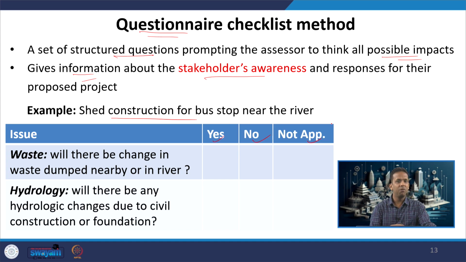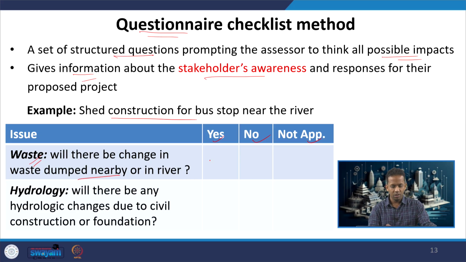Sometimes we may formulate a question, but when we go for interviewing people, we may realize that the question is not applicable for this particular project. First issue, waste. Will there be a change in waste dumped nearby or in the river?